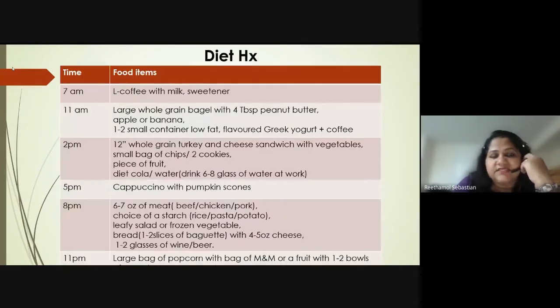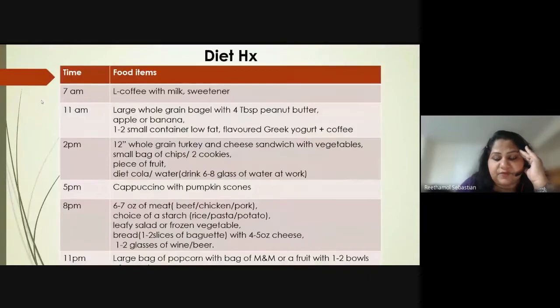Okay, and this is his diet history. Basically, he has coffee with a sweetener, bagel with peanut butter, some fruits, some Greek yogurt, coffee, 2 p.m. again, big sandwich with a bag of chips, fruits, diet cola, water, then 5 p.m. cappuccino with scones, that's kind of cake, or let's say biscuits. 8 p.m. again, some meat with starches, some slices of bread with leafy vegetables and a glass of wine or beer, and 11 p.m. a big bowl of popcorn with some fruits or cereals. That's his diet history.